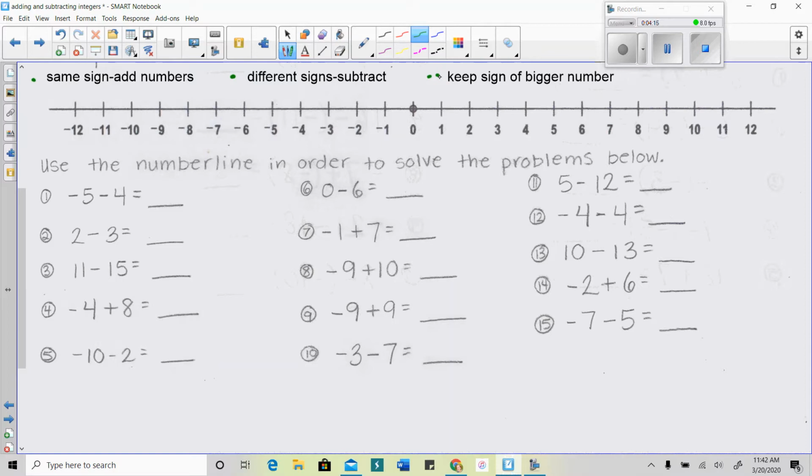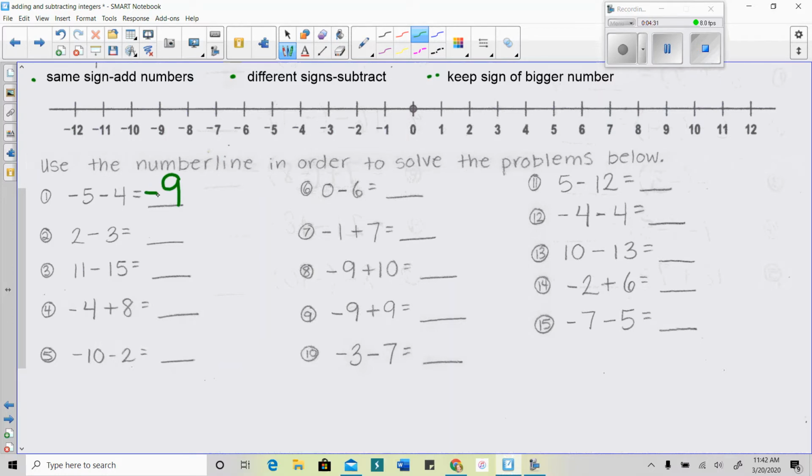So we ask ourselves, is the sign the same or different? The sign is the same, so we're going to add. 5 plus 4 is 9. Now, if they both have the same sign, just keep that sign. So they're both negatives. So we have a total of -9.